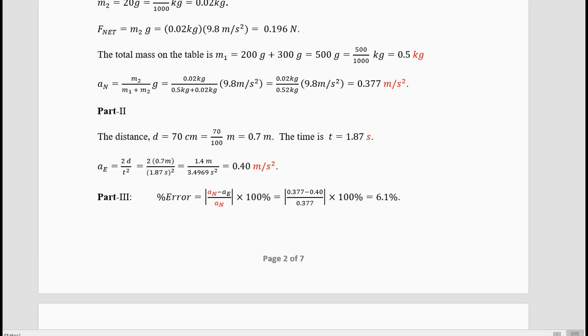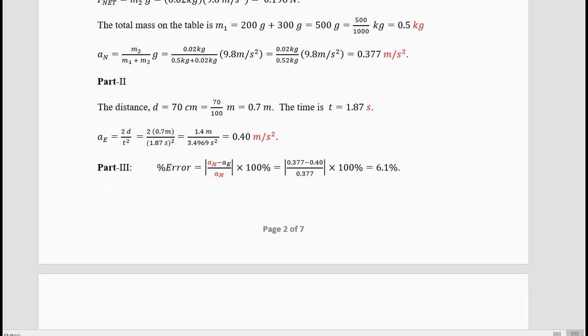Now the percentage error is |an minus ae| divided by an, into 100%. You will get 0.377 minus 0.40. It's a negative number, so take the positive by invoking the absolute value. Then |an minus ae| divided by an, put the numbers, you will get 6.1%. In this experiment, the error is 5 to 10% most of the time.